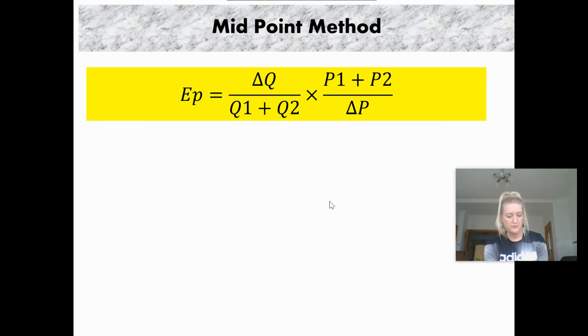The midpoint formula essentially is this. It looks a wee bit different in textbooks, but it will calculate the same if you use this formula. So we've essentially got the change in the quantity on top. Remember, triangle just means change, divided by the original quantity plus the new, times the original price plus the new price, divided by the change in the price.